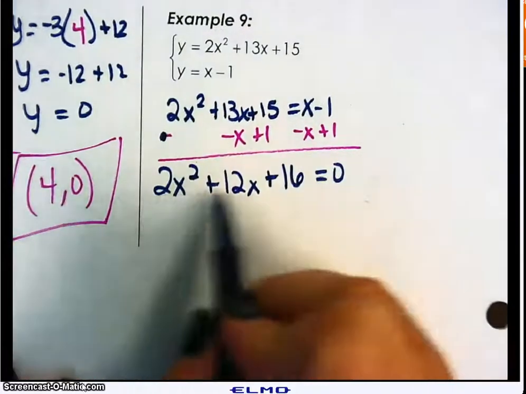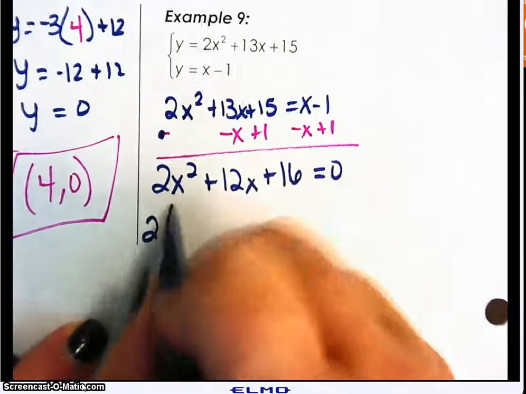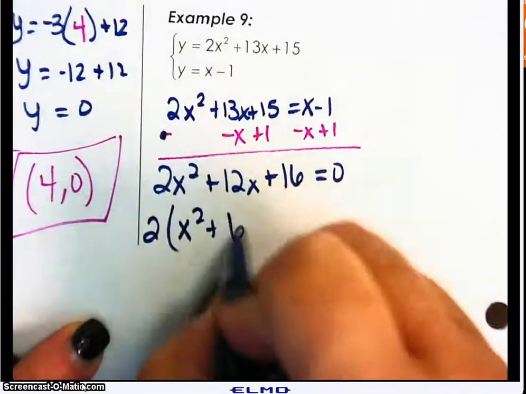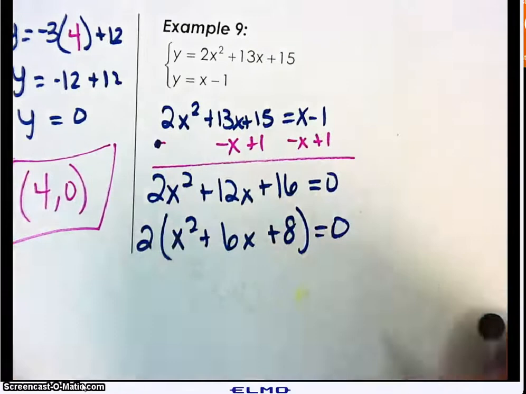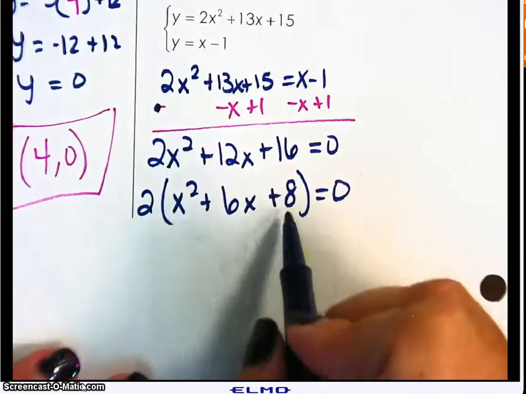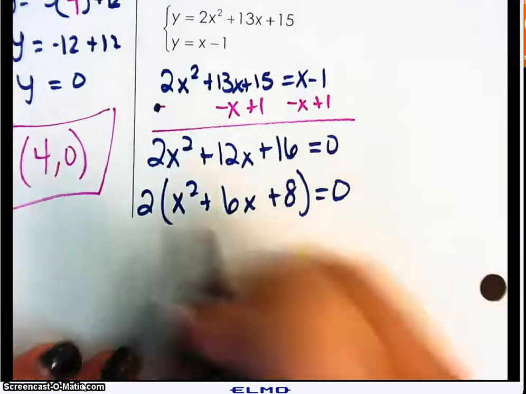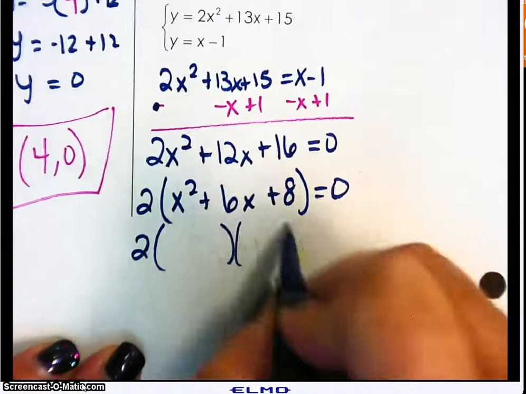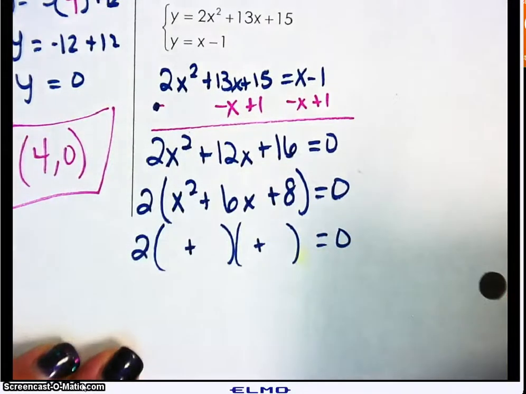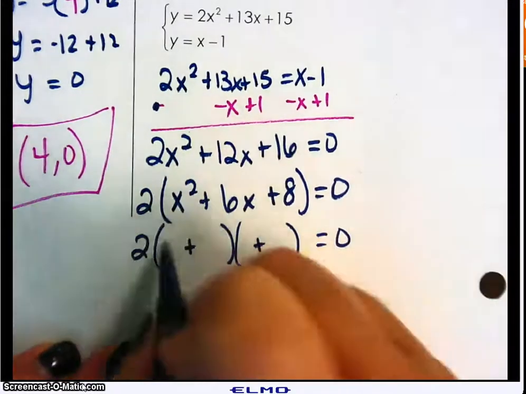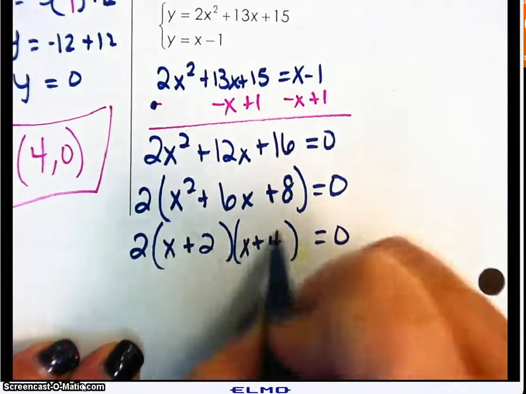As I scan all my numbers, I see that I have a GCF of 2. So I'm going to bring out the 2 by dividing. And now I'm going to see if I can factor this again. What numbers multiply to give me 8 and combine to give you 6? Last term is positive, middle term positive, so they're both positive. So I'm looking for a 2 and a 4.